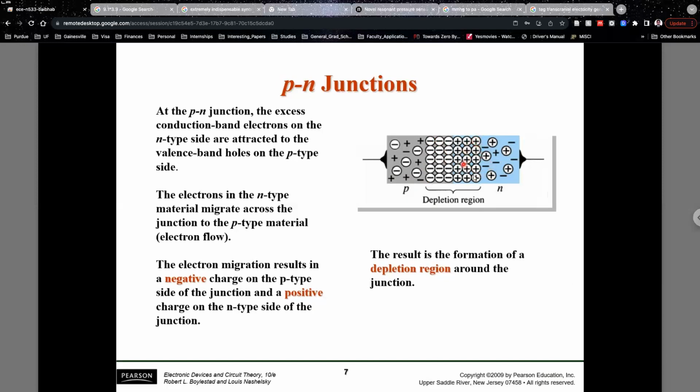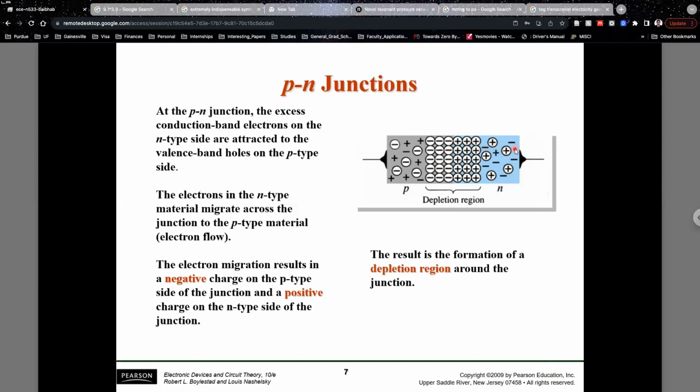So what would these positively charged atoms do? They will repel the positively charged holes on the left-hand side. So whatever holes are present inside the p region, near the p-n junction, they will be repelled towards the left. Similarly, these negatively charged atoms which cannot move, they will repel the electrons on the right-hand side so that the electrons move further towards the right.